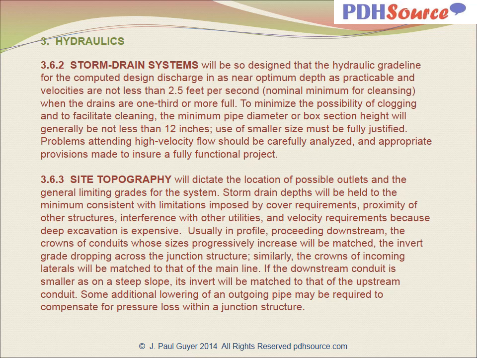Usually in profile proceeding downstream, the crowns of conduits whose sizes progressively increase will be matched, the invert grade dropping across the junction structure. Similarly, the crowns of incoming laterals will be matched to that of the main line. If the downstream conduit is smaller, as on a steep slope, its invert will be matched to that of the upstream conduit. Some additional lowering of an outgoing pipe may be required to compensate for pressure loss within a junction structure.